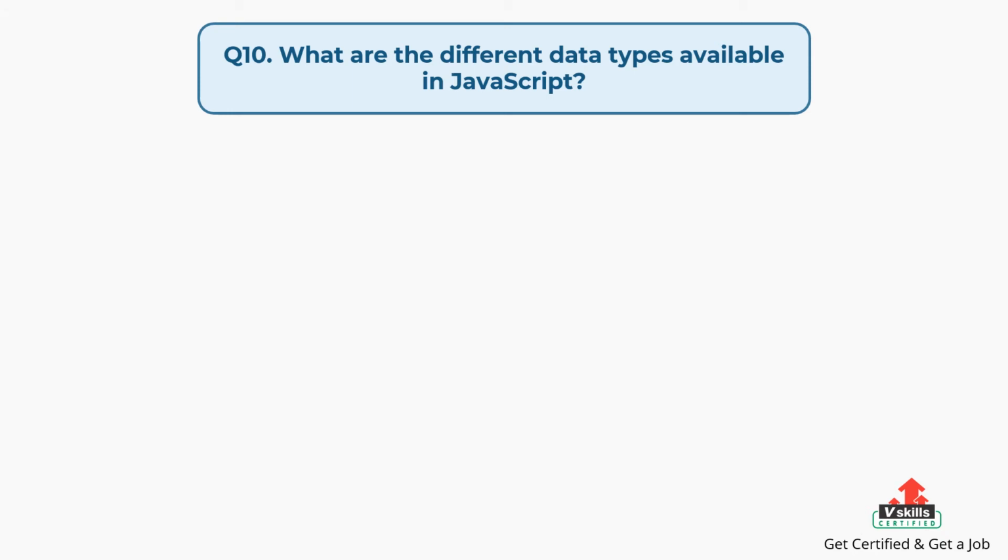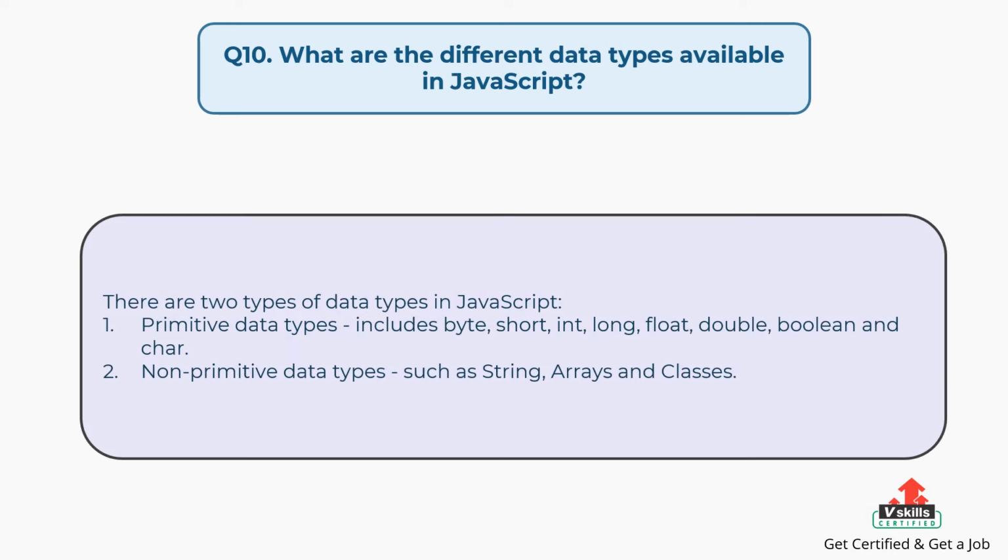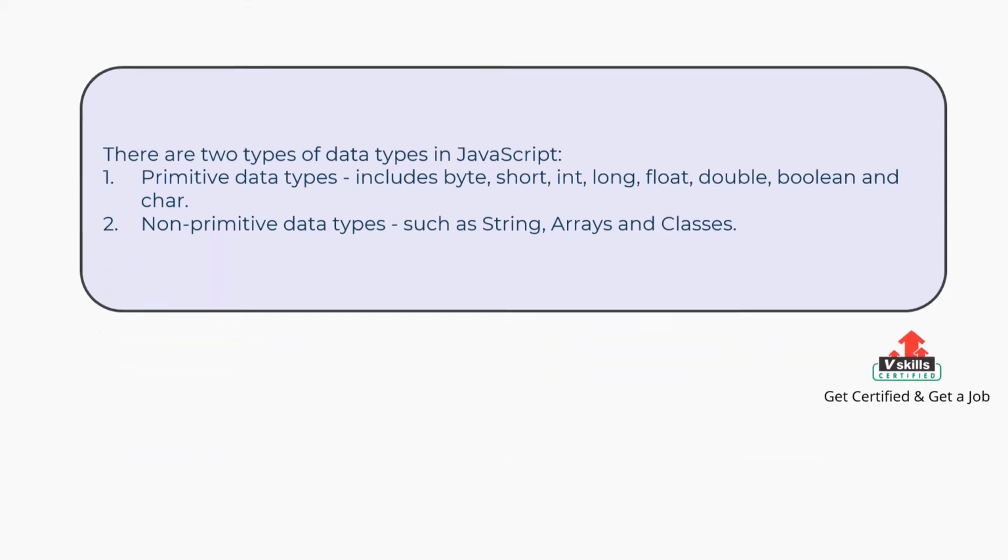What are the different data types available in JavaScript? The answer is, there are two types of data types in JavaScript. First, primitive data types. Includes byte, short, int, long, float, double, boolean and char. Second, non-primitive data types, such as string, arrays, and classes.